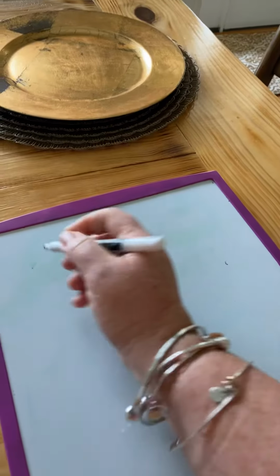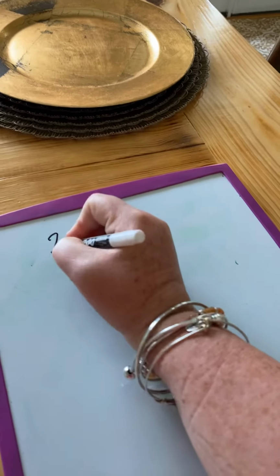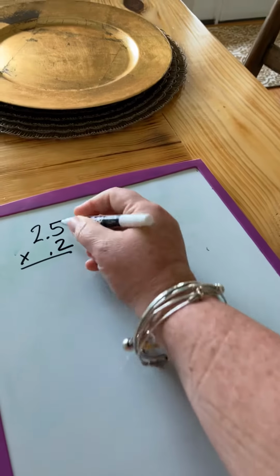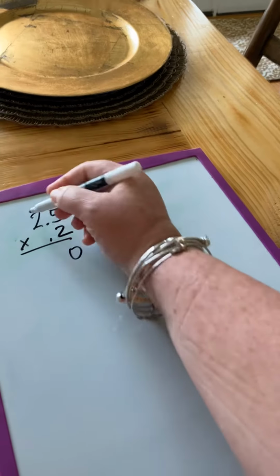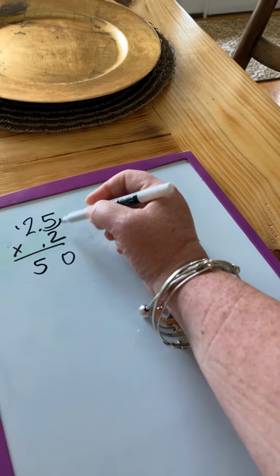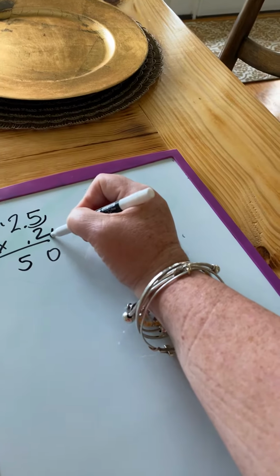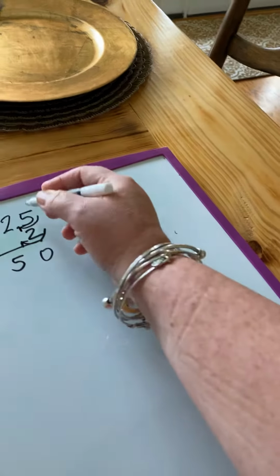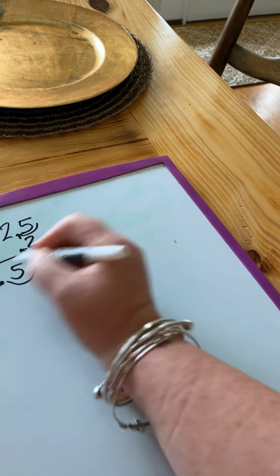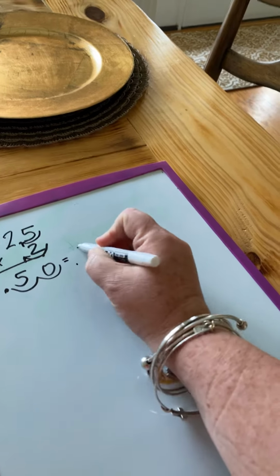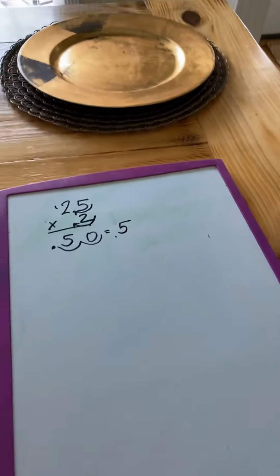When you multiply decimals, so if I have 2 5/10 times 2/10, remember, you regular multiply, then you count up the decimal places in your factors, and then move that many in your product. And so this answer could be 50 hundredths, or it can be 5/10, okay?